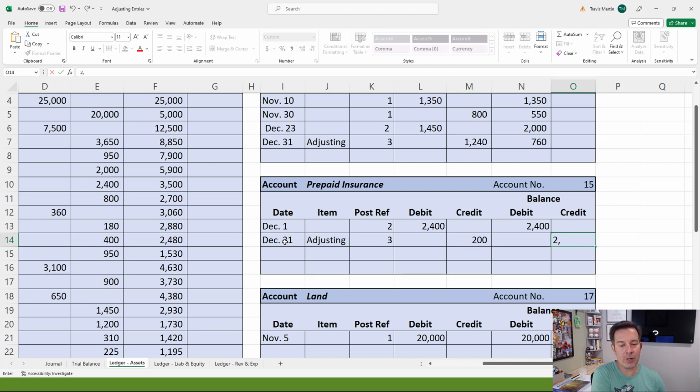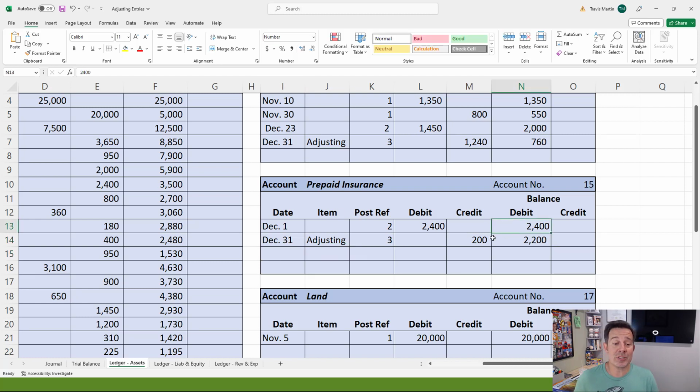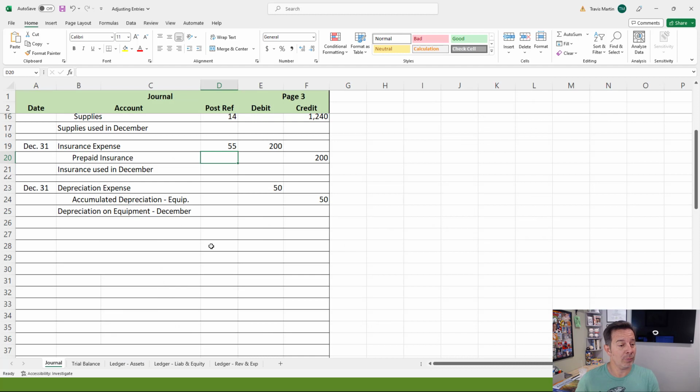Now we have $2,200 left. $2,400 beginning balance. We subtracted out $200. We're left with a $2,200 balance in prepaid insurance. I'll post that to account 15.